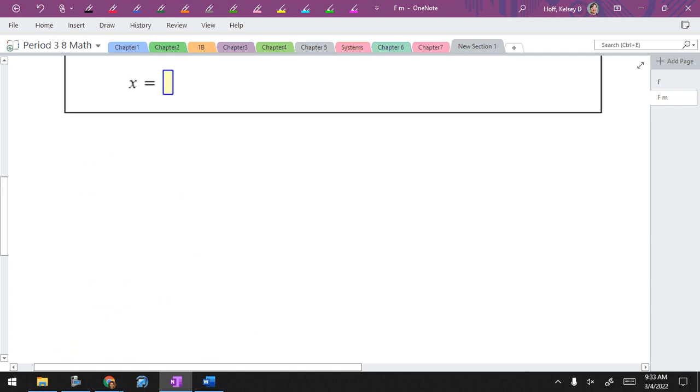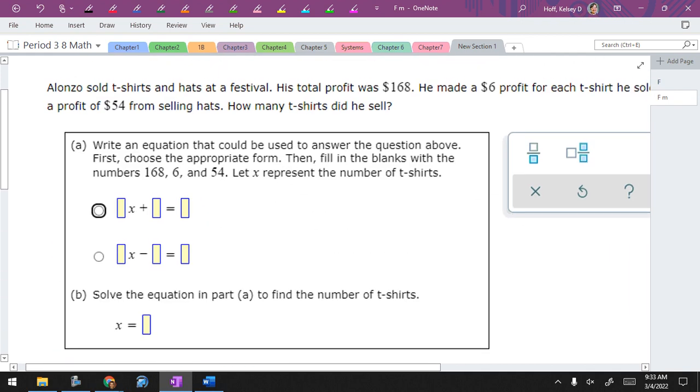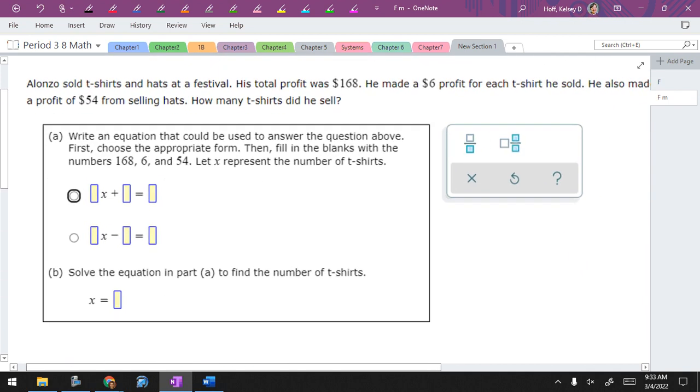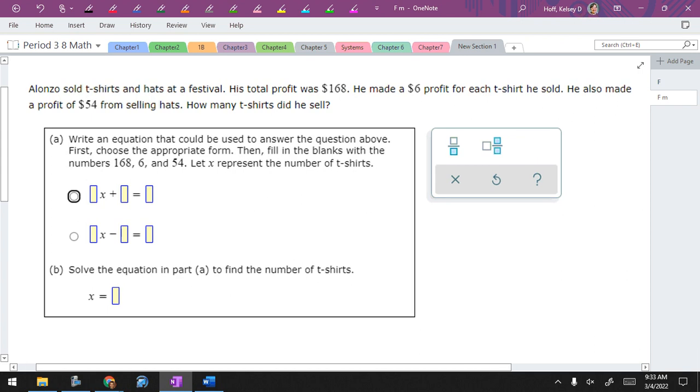Second piece that I want to quickly review here is how to write equations based off of a story. Alonzo sold t-shirts and hats at a festival. His total profit was $168. He made a $6 profit for each t-shirt he sold. He also made a profit of $54 from selling hats. How many t-shirts did he sell?